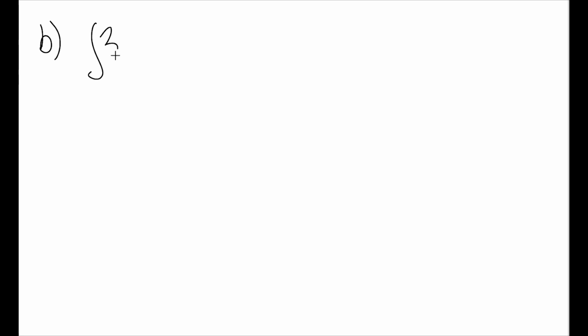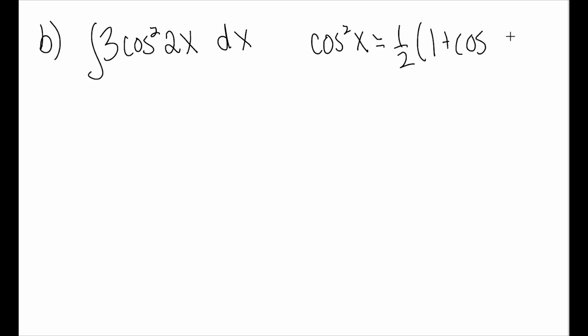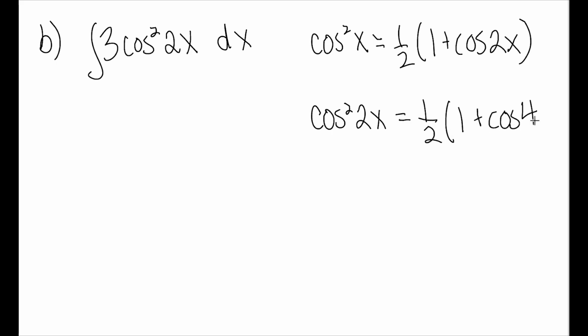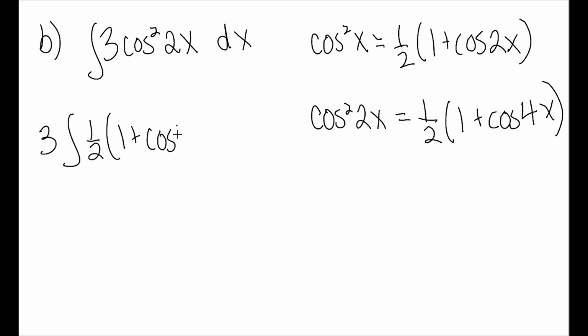What about 3 cosine squared 2x? So if cosine squared x is equal to 1/2 times 1 plus cosine 2x, then if I want to integrate cosine squared 2x, I can replace it with 1/2 times 1 plus cosine 4x, since I'm doubling the value of the coefficient of x. So pull your constant in front, and we're going to integrate 1/2 times 1 plus cosine 4x.